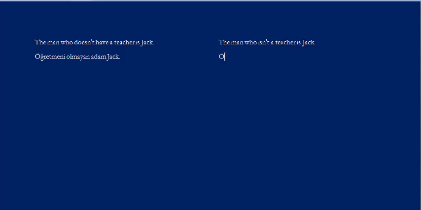Öğretmen değil, normally, that's what we would say. We don't use değil either. We use the verb to be, okay? So, the man who isn't a teacher. Öğretmen olmayan adam, Jack. So again, the only difference between these two sentences is the existence or the absence of possessive. Okay? So, that's how you do sentences with the verb to have in it.